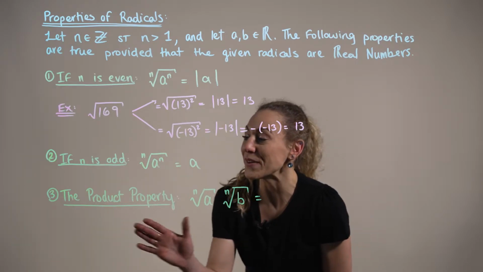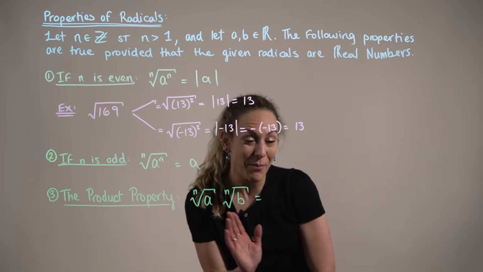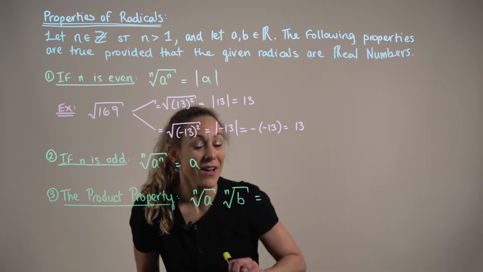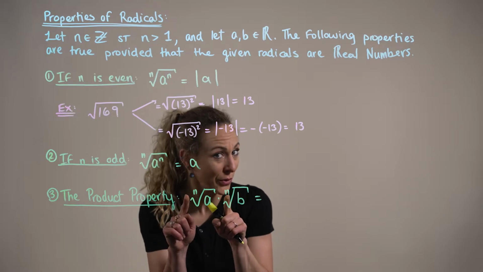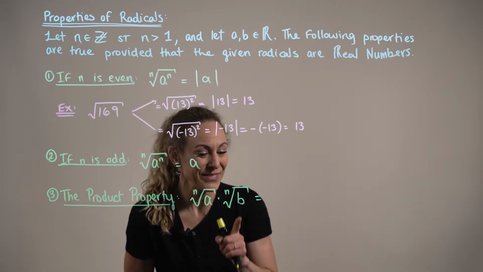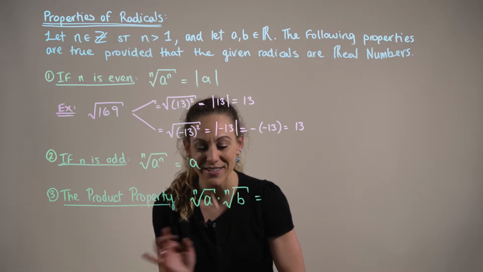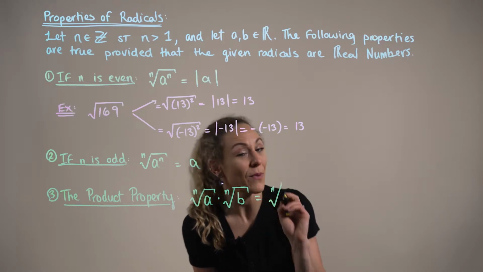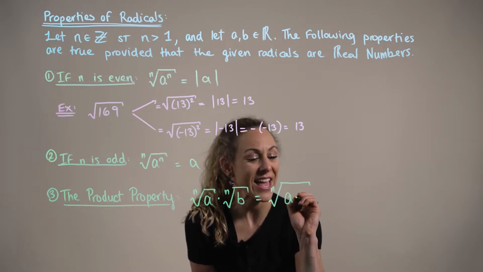So property 3 is called the product property and is exactly the same as the product property that we saw with integer exponents. So notice here that we have the product of 2 radicals with the same root but different bases. So since we know that these roots are in fact exponents, we can simplify this and think about this as one happy radical expression, or the nth root of the product a times b.